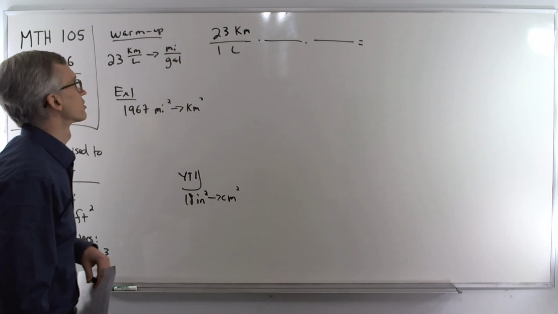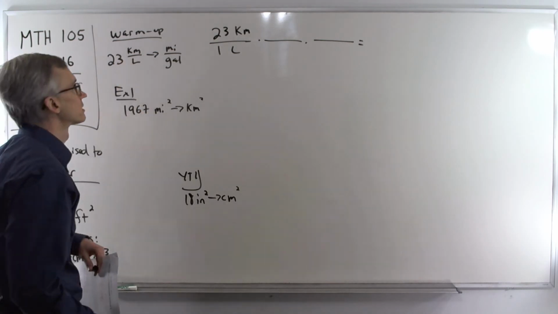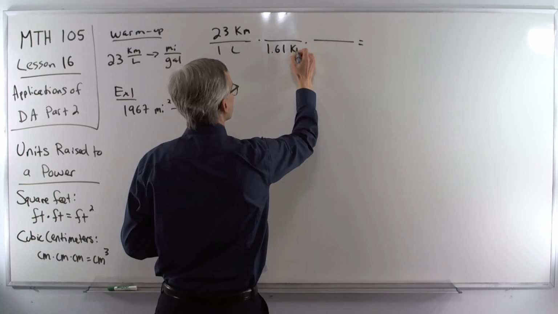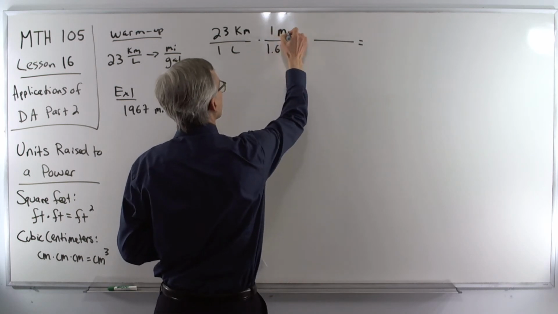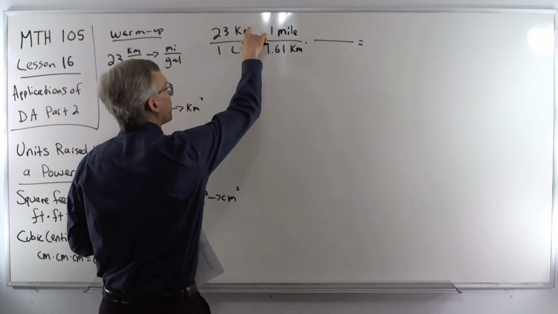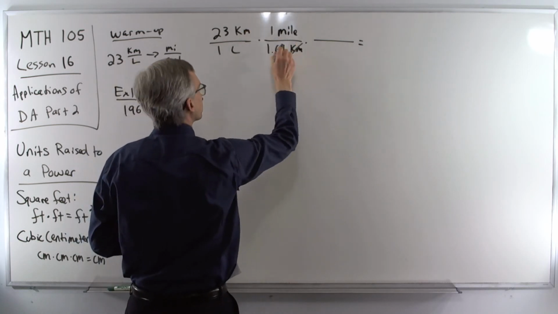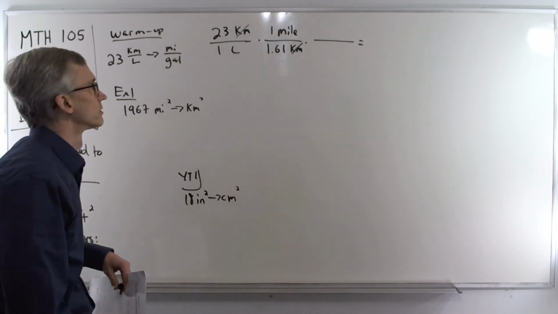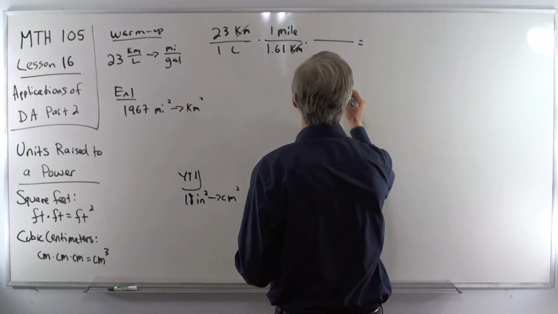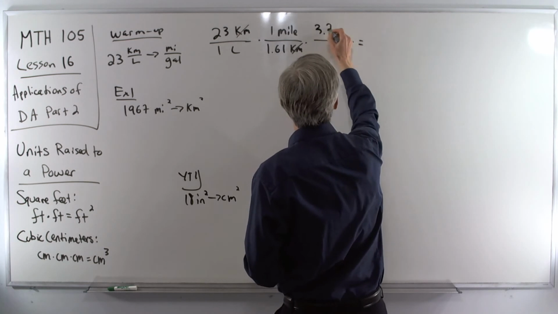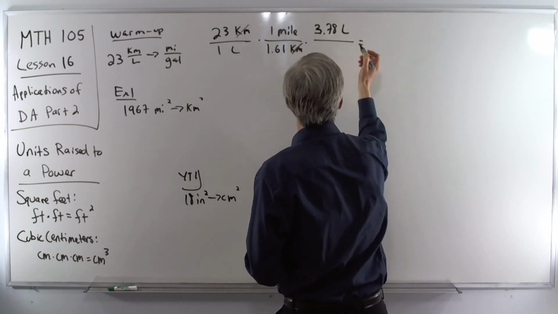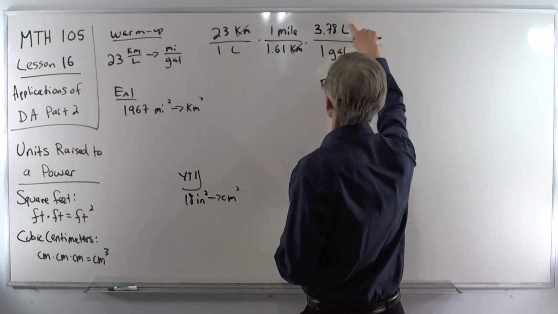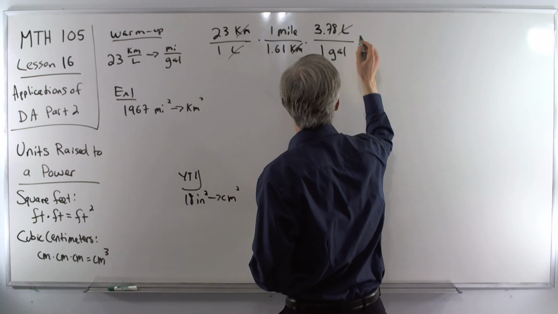All right, so we're going to have two conversions here. We're going to go from kilometers to miles using 1.61 kilometers is equal to 1 mile. And I'm positioning kilometers on the bottom so that it cancels with kilometers on the top. Now we're going to do liters to gallons. And there are 3.78 liters in 1 gallon. Now I've got liters on top, liters on the bottom, so those can cancel.